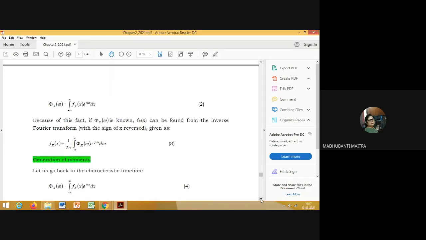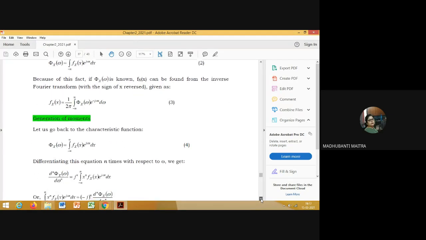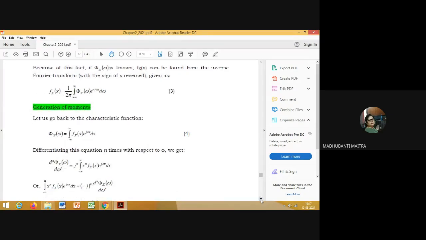Now, generation of moments. We start with the characteristic function. Now we differentiate this function n times with respect to omega.